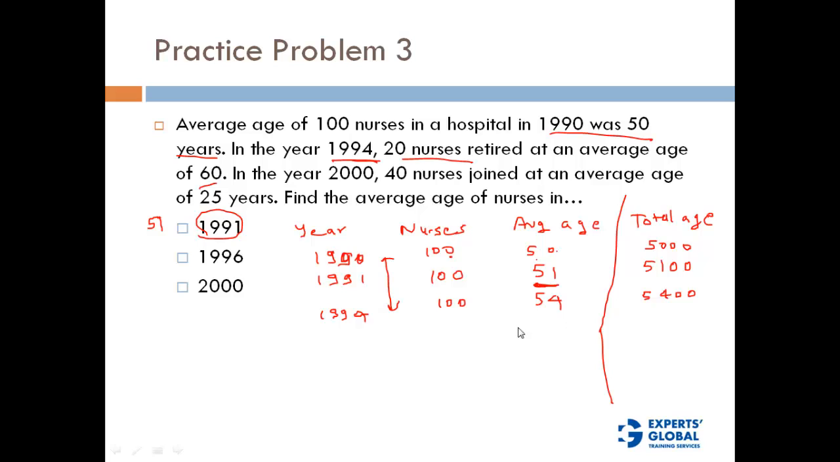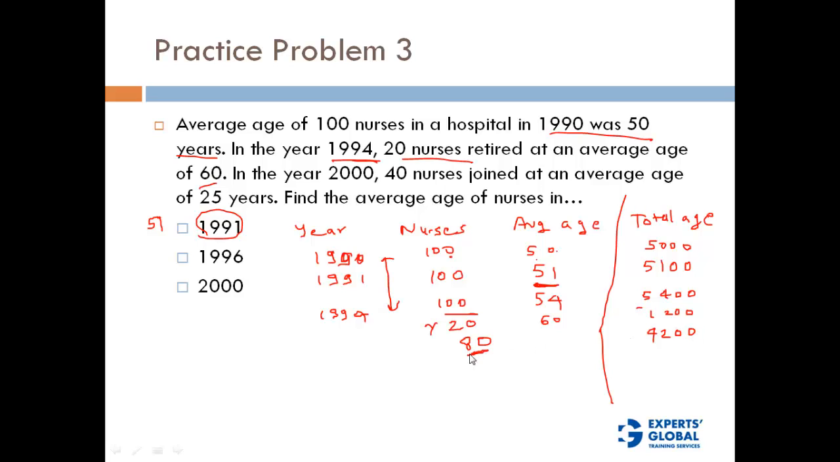So the total age is 5400. Out of these 100, there are 20 nurses with an average age of 60 who now retire. How much is that going to affect this total age? Now 20 into 60 is going to be 1200. These nurses are not there, so we are left with 80 nurses. What is going to be the average age of those nurses? We know that now the total age is going to be 5400 minus 1200, so it's going to be 4200.